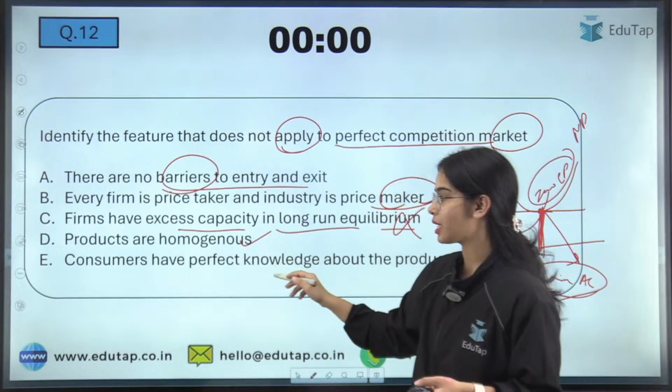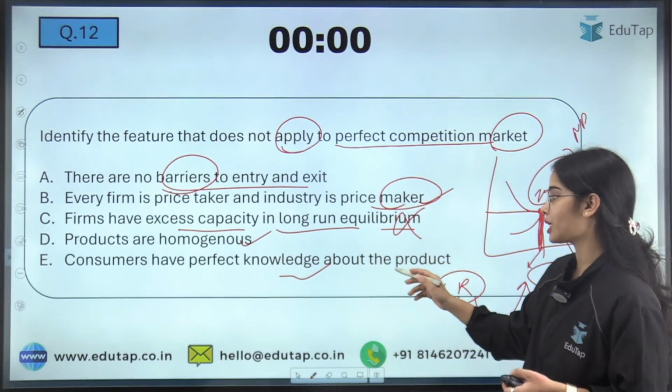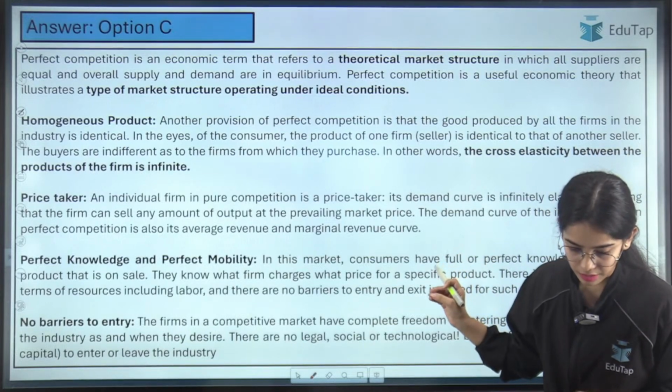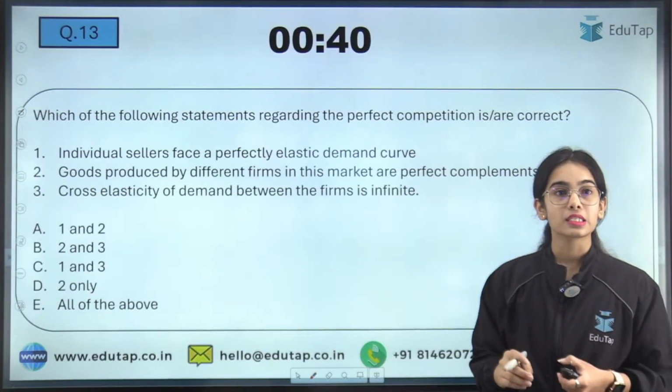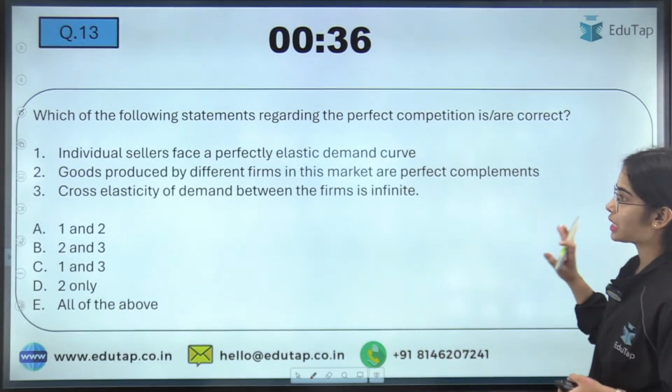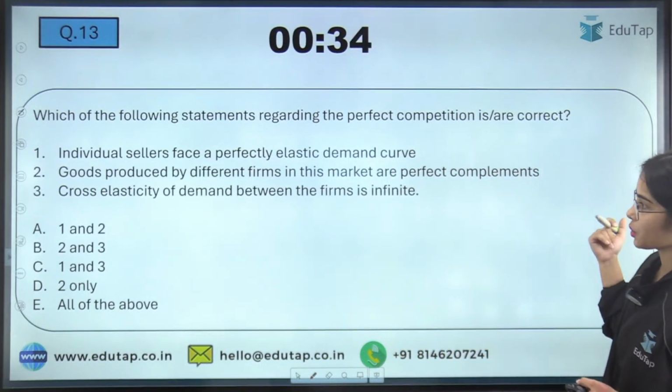Products are homogeneous, correct. Consumers have perfect knowledge about the products, that is also correct. Okay, so here C was the answer. Yes. So next, coming to the next question, which of the following statements regarding the perfect competition is or are correct? That you have to tell me. Okay.